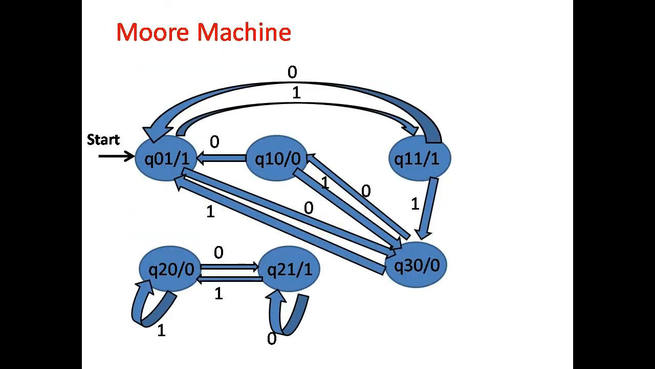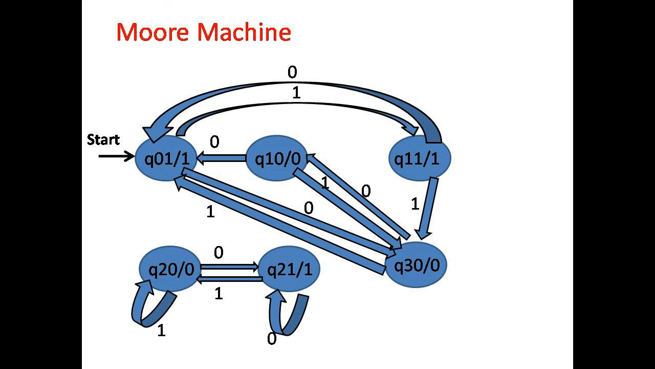Now the next step is to construct the transition diagram using the transition table. Here is the transition diagram for the Moore machine. Here Q01 produces the output 1. Q10 produces the output 0. Q11 produces the output 1. Q30 produces the output 0. Q20 produces the output 0. Q21 produces the output 1. These are the new states.